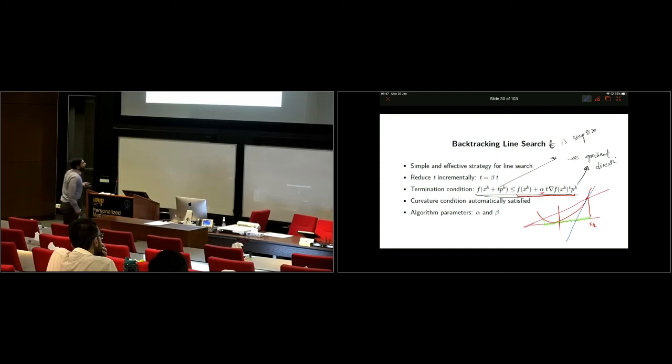And how do we actually use this equation, this system? So we start with a large t and we decrease it until we meet this condition. So let's say in this case I would start with, let's say, a t.